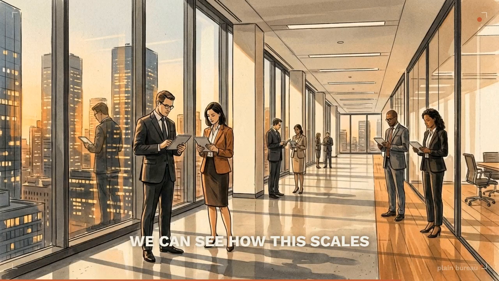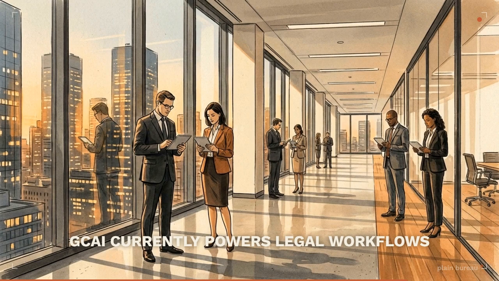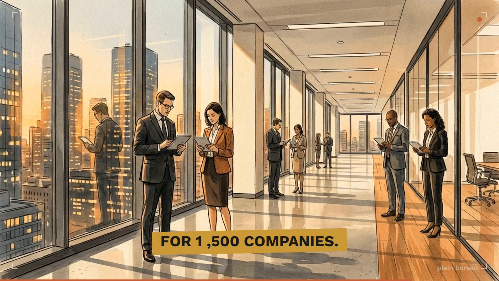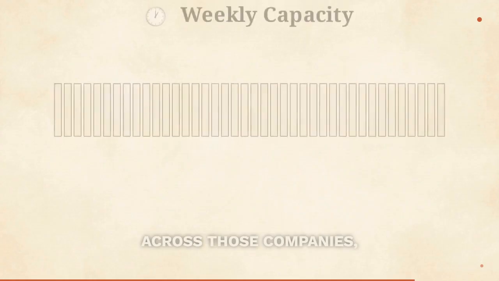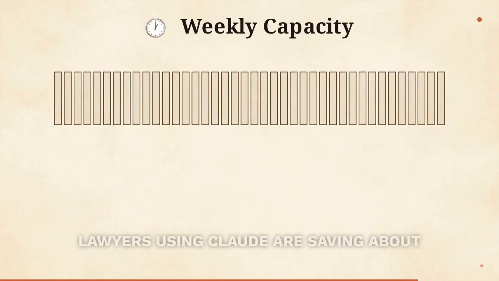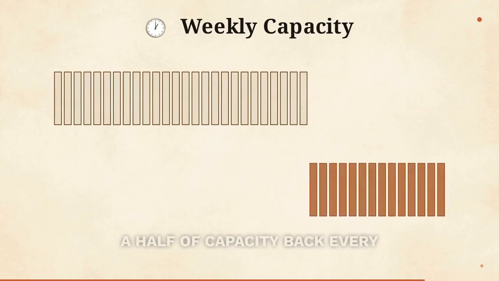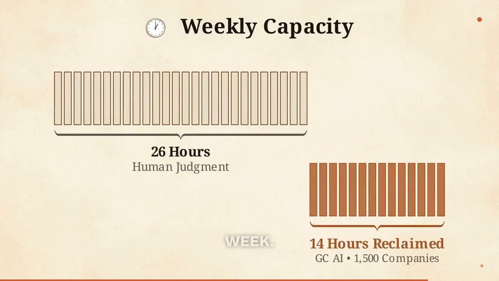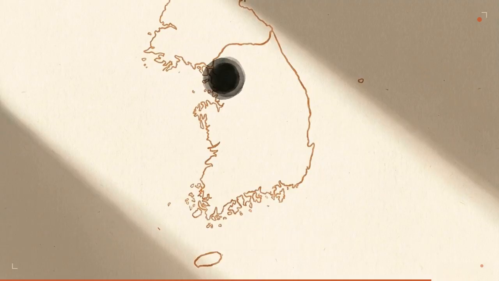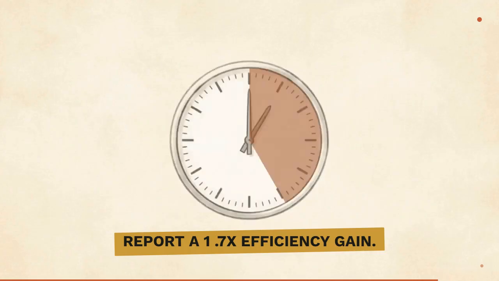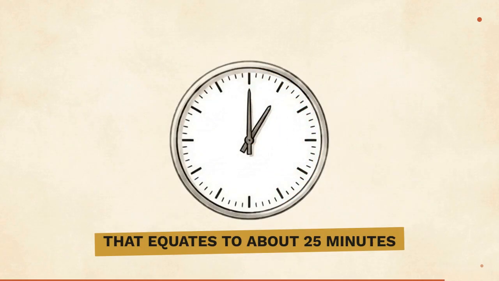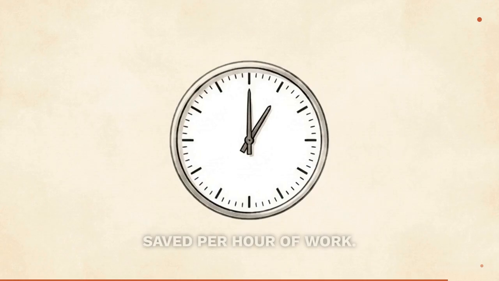We can see how this scales by looking at the data. GCAI currently powers legal workflows for 1,500 companies. Across those companies, lawyers using Claude are saving about 14 hours a week. That is roughly a day and a half of capacity back every week. In South Korea, Law & Company's super lawyer platform is built on Claude, and users report a 1.7x efficiency gain. That equates to about 25 minutes saved per hour of work.